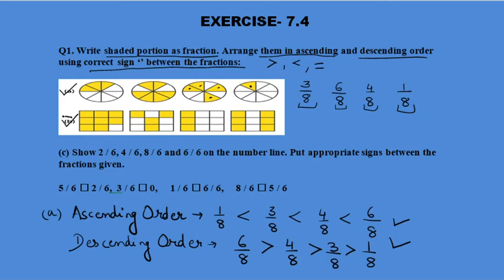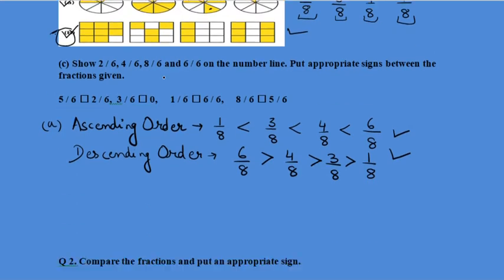Similarly, you will do the B part. You will first of all count how many parts are there in the given figure, then write the fractions for all these and then arrange them in ascending and descending order. This is your homework. Do it, and if you find any doubt in the B part, then I will do it for you. Just write in the comment box. Then come to C part.